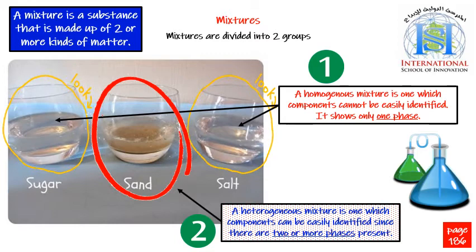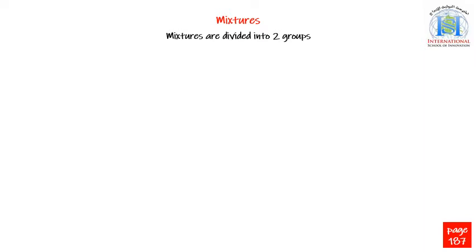A heterogeneous mixture has components that don't mix. Sand and water do not mix. The sand particles settle to the bottom of the jar. Okay, sand doesn't dissolve in water. So, the heterogeneous mixture shows different phases, and in our case, we saw two phases, the phase of sand and the phase of water. Again, heterogeneous mixtures show two or more phases. We know now that mixtures are divided into two groups, homogeneous mixtures and heterogeneous mixtures.